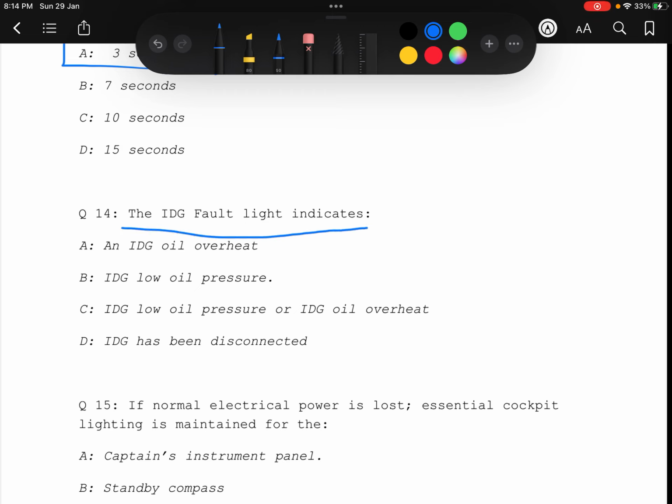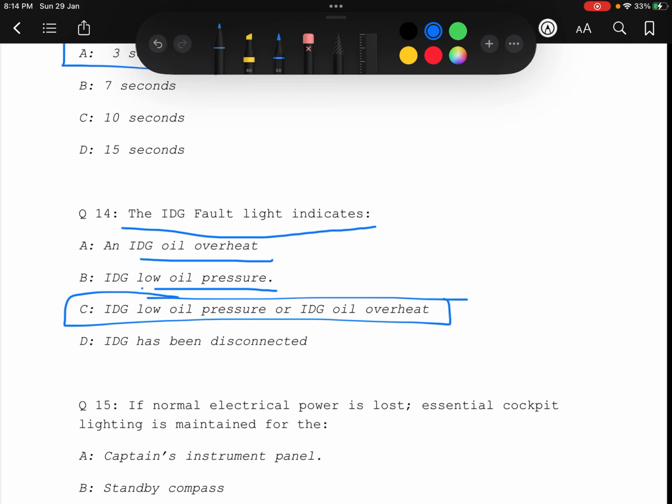The IDG fault light indicates low oil pressure and IDG overheat. So it is Charlie only, right? You can remember it by LOP, low oil pressure, and HOT, high oil temperature, right?